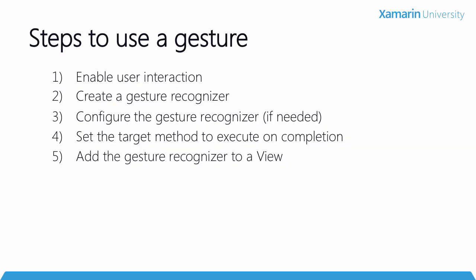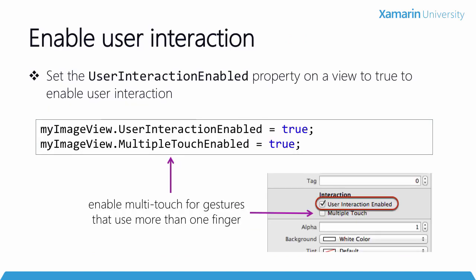So let's walk through the steps required to add and use a gesture within an application. So first, we need to ensure the user interaction has been enabled on our view or view controller, or maybe even the window. And you're more than likely going to want to make sure that you have multi-touch enabled as well if you're planning on using a 2-finger gesture, again like rotation or pinch and zoom.